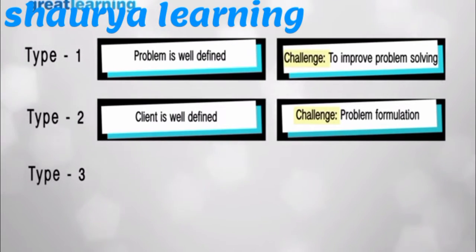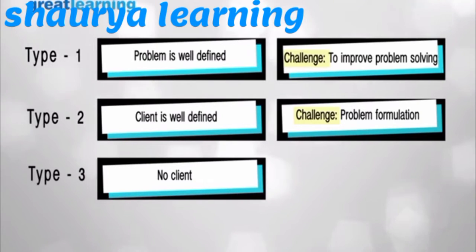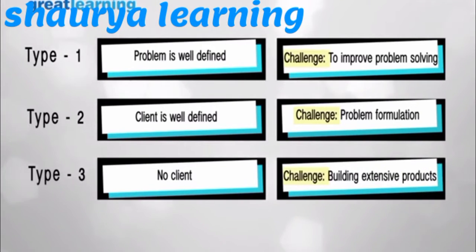For the third group, there is no client, there are no captive clients, and therefore what you are trying to do is anticipate what could be an excellent product and where it can be used, and then your data science team is basically working on that product.